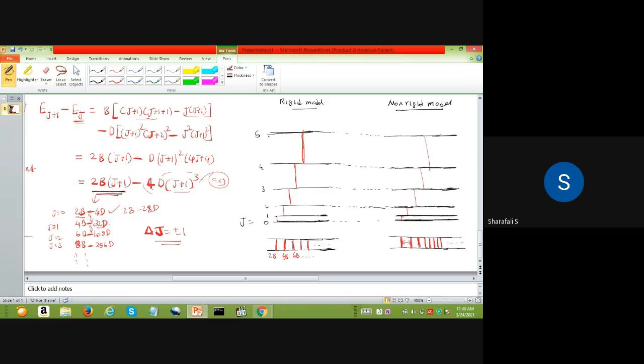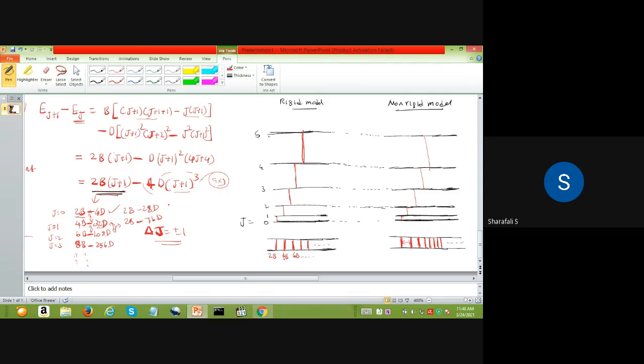Okay, so we have here 2b, because 6b minus 4b is 2b. Then if you take the difference between these two, 108 minus 32, so that will come as minus 76.